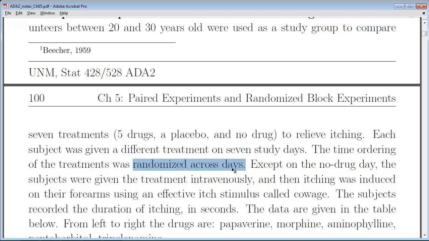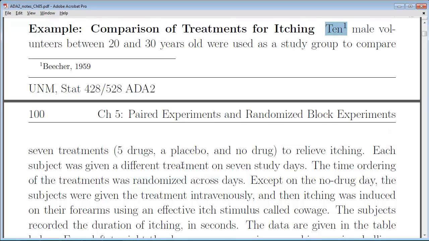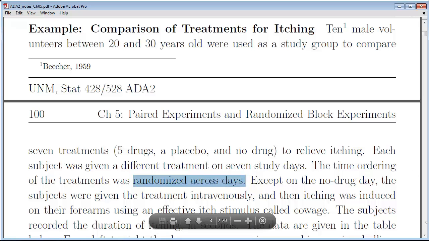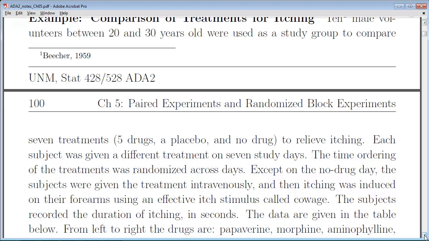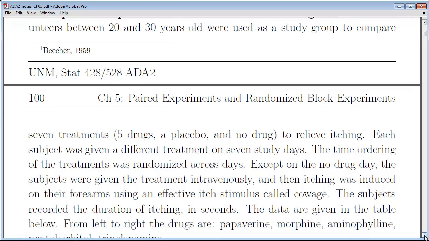That means that not everyone, so there were how many? 10, the 10 volunteers. For each of the 10 people, they didn't start with the placebo as the first treatment, and then the first drug as the second treatment, and the no drug as the third treatment, and so on. Everyone was randomized in a different order. And that's because there are potentially time-related effects that persist and can affect the outcome of subsequent days. And that's not something we're interested in studying. So by randomizing, we put those sorts of effects into the error or the unexplained variability in the model.